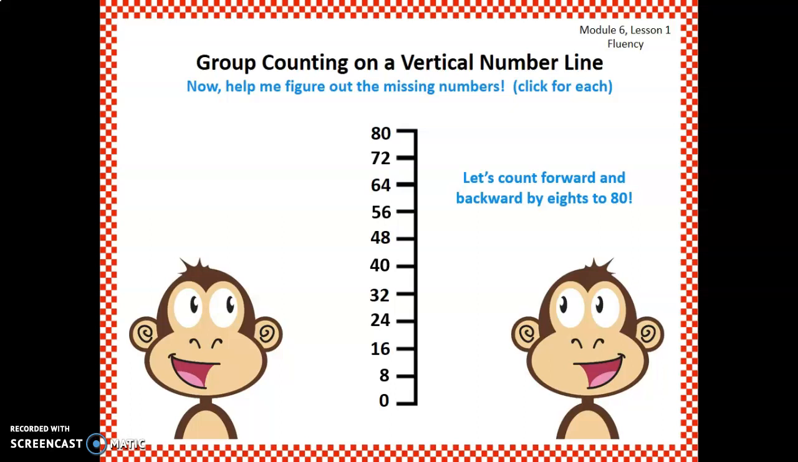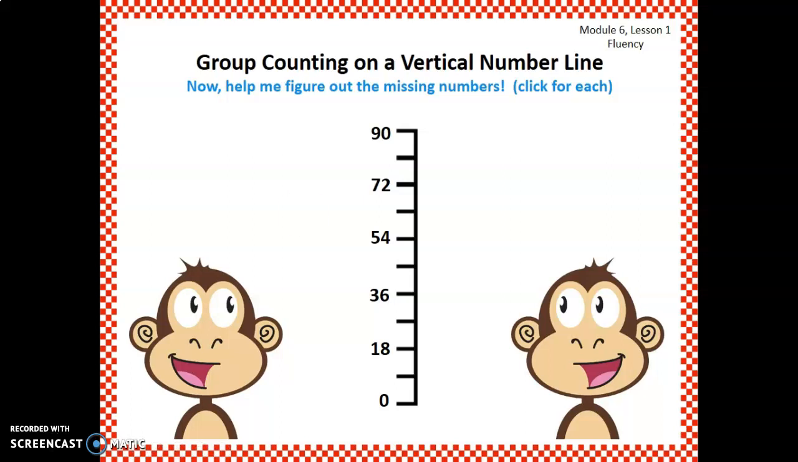You know what that reminds me of? This song we always sing. 8, 16, 24, 32, 40, 48, 56, 64, 72, 80, 88, 96. I bet it made some of you think about that too, didn't it?